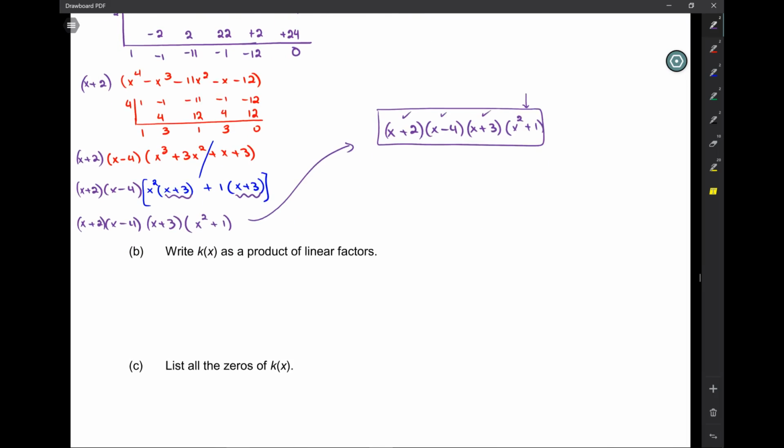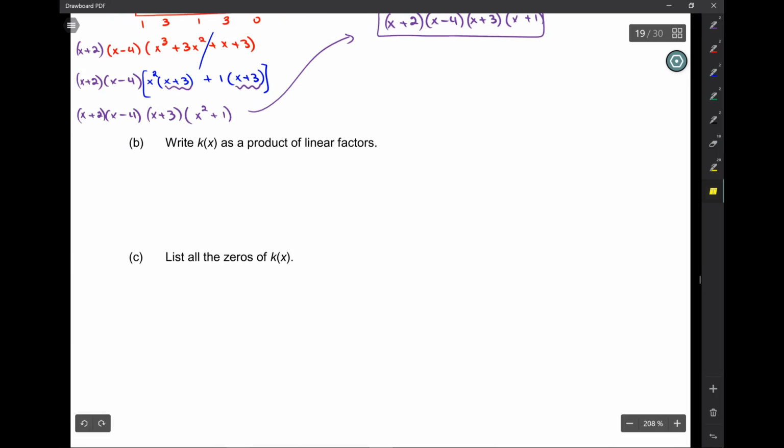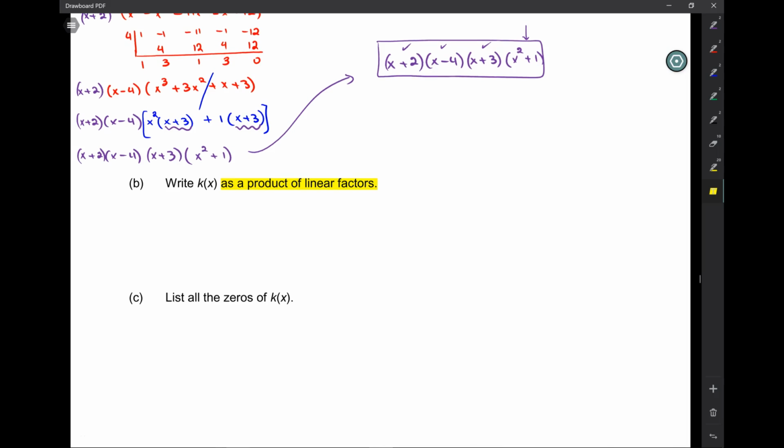Now this says, no, that's not good enough. You've got to do it in terms of linear factors. So it's telling me, I don't want any of this. I can't factor this polynomial stuff. Go and factor that. Okay? So here's what we do.